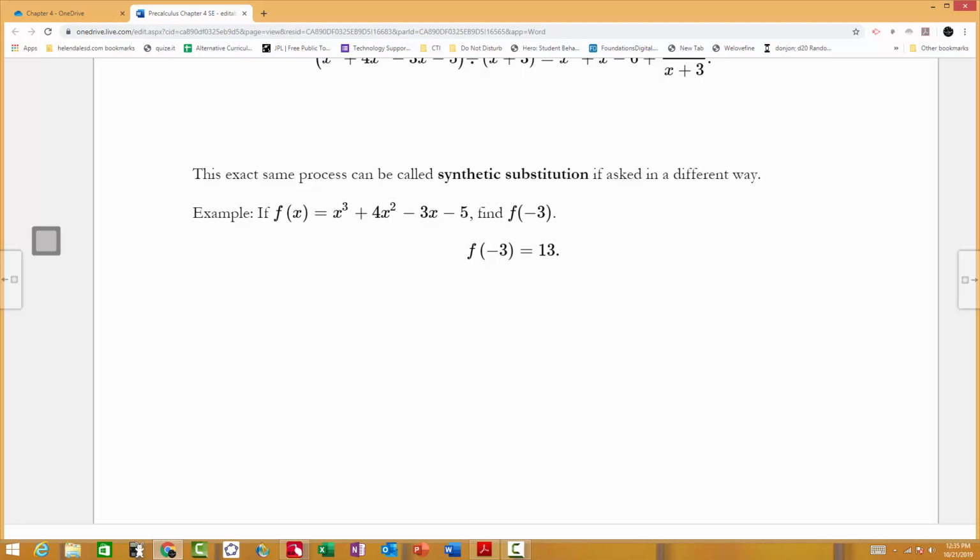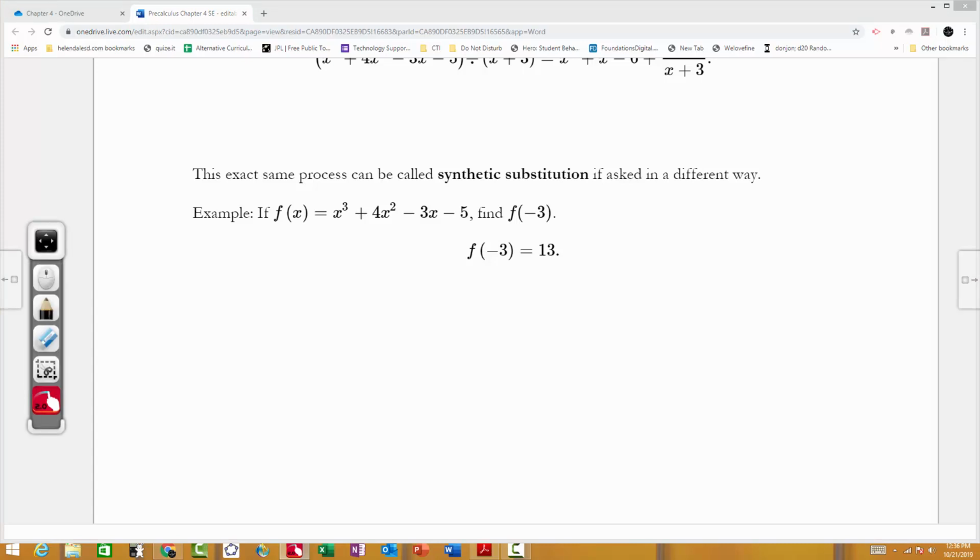It's 216. Okay, so 6 cubed is 216, so I'd have to do 216 plus 4 times 36 minus 3 times 6 minus 5. I really don't necessarily want to do that math. I'm sure you guys are like, I don't want to do any math, but let's make it even harder. Let's say I said what is f of 7? 7 cubed makes our lives even harder.